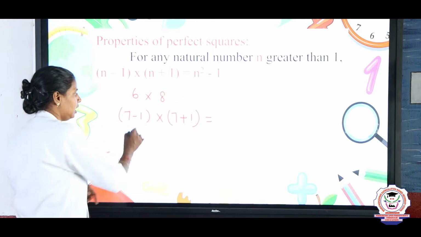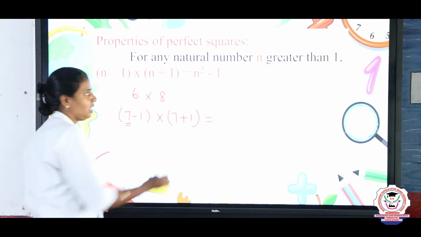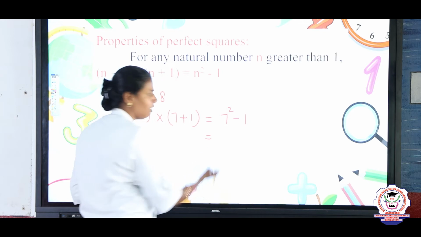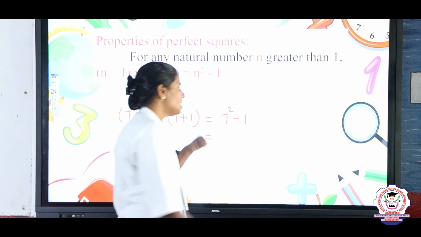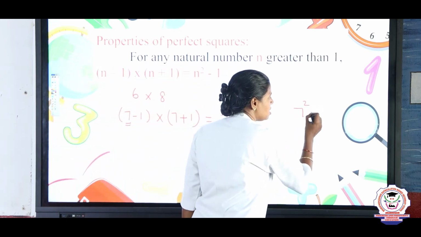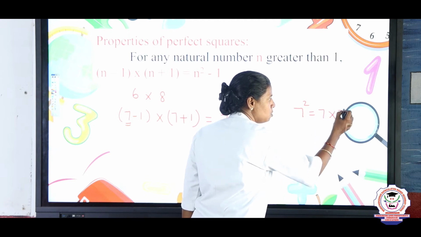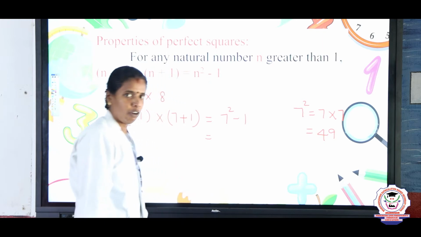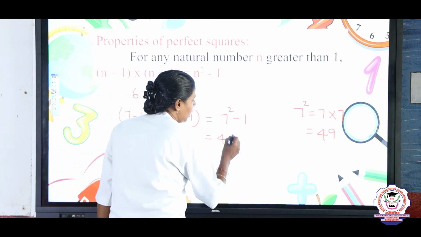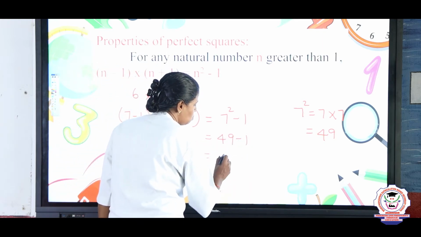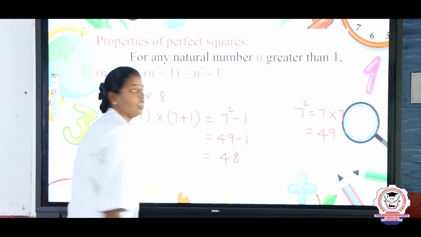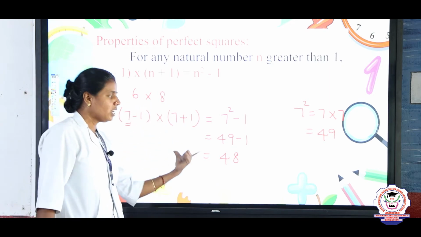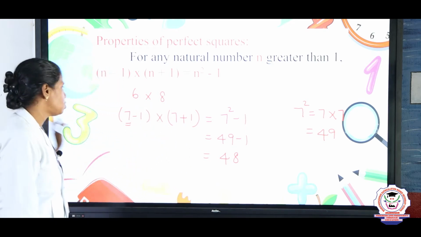What is n, children, here? n is nothing but 7. So, 7 square minus 1. What is the value of 7 square? We have learned how to find the square value: 7 square equals 7 into 7. So, 7 sevens are 49. Very good. So, 49 minus 1, which is 48. So, the product of 6 and 8 is 48. Likewise, we can find it for 2 digit numbers too, children.